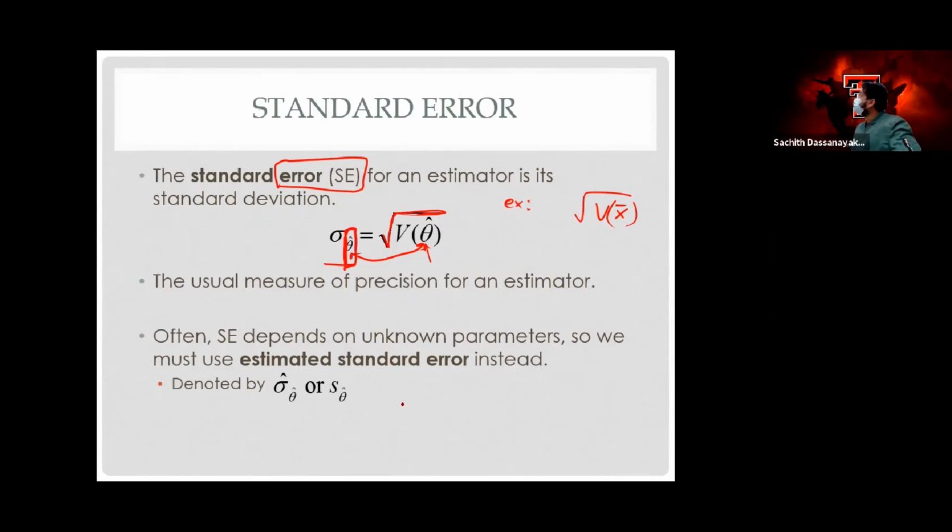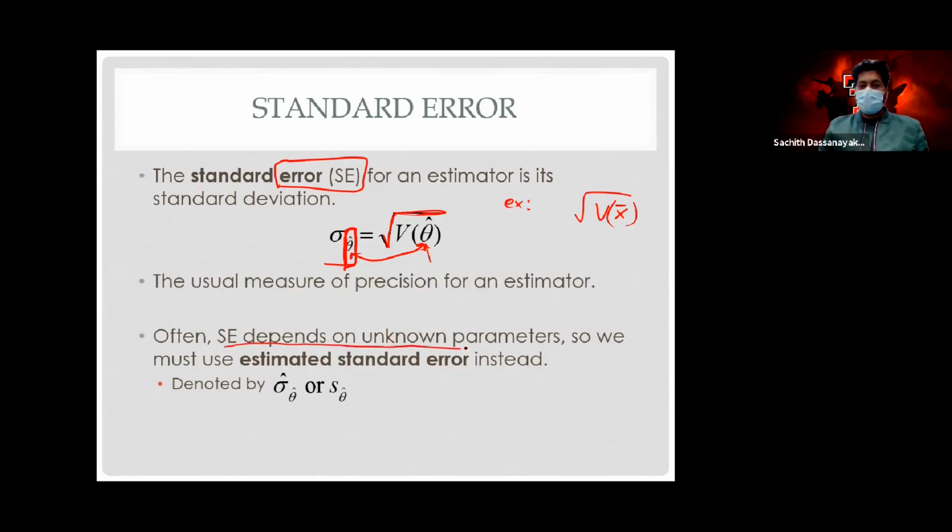Usually this tells us about the precision or accuracy of our estimator. If this value is 0 or close to 0, which means our estimator is really good. Not the best, but really good. Standard error depends on unknown parameters. Yes, so we must use estimated standard error instead. Estimated standard error.